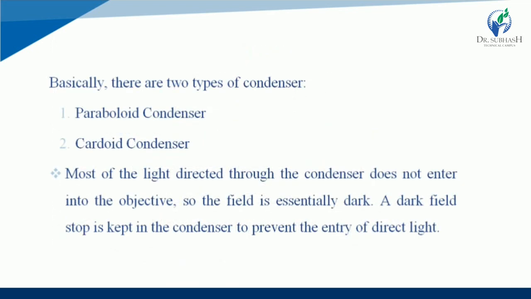Basically, there are two types of condenser. First one is paraboloid and next one is cardioid. Most of the light directed through the condenser does not enter into the objective, so the field is essentially dark. Why is the field called dark field? Because the light that directly passes through the condenser doesn't enter into the objective. And a dark field stop is kept in the condenser to prevent entry of direct light.